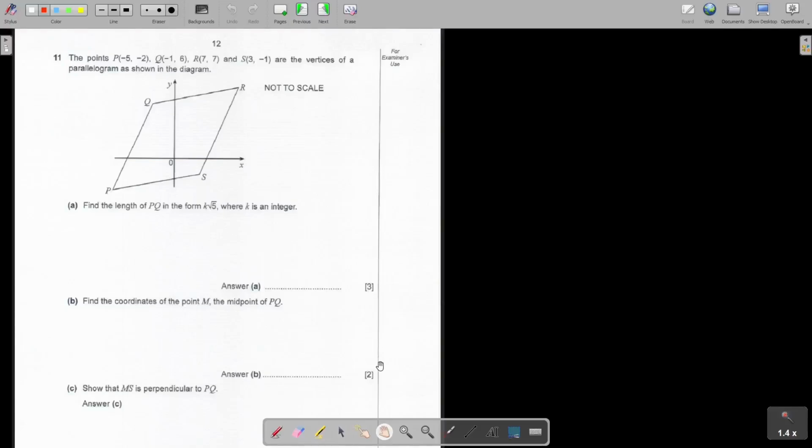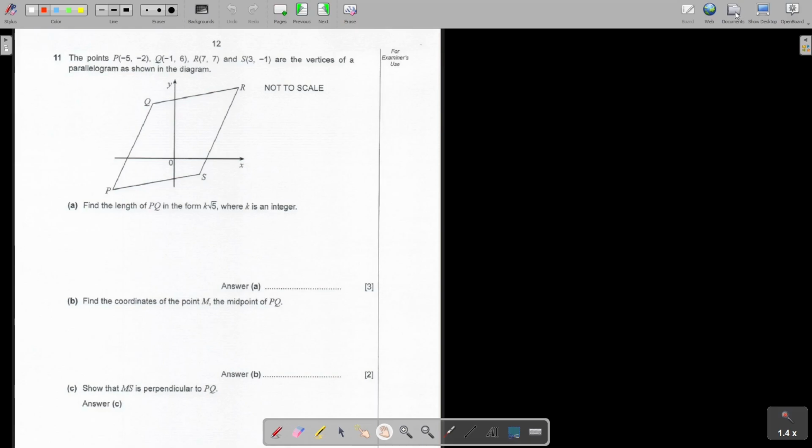Question number 11. The points P, Q, R, and S are the vertices of a parallelogram as shown on the diagram. Find the length of PQ in the form, so they want you to simplify the square root, where k is an integer. Now, very important. Let's first go to the textbook.